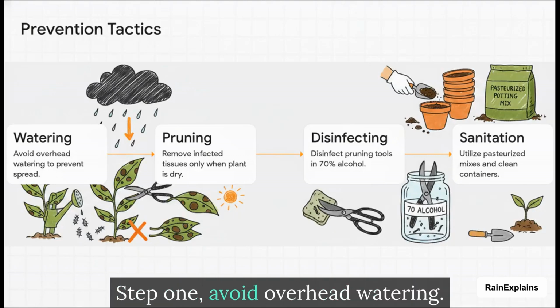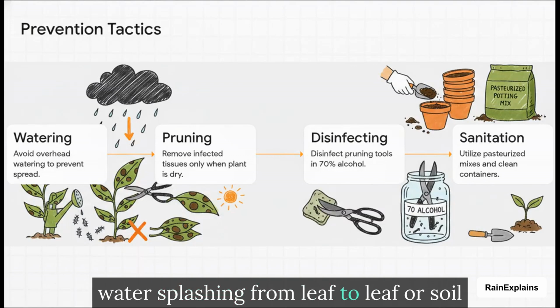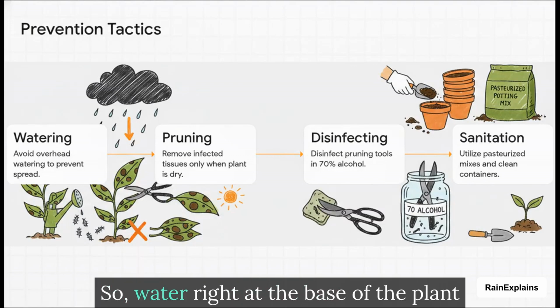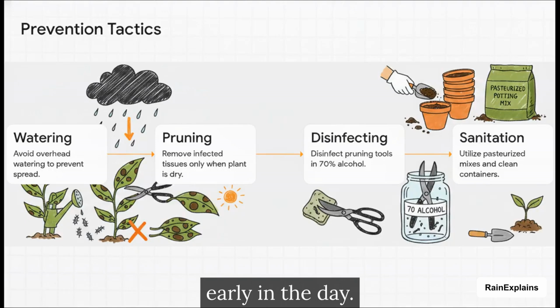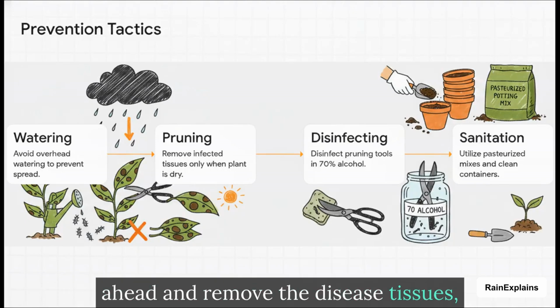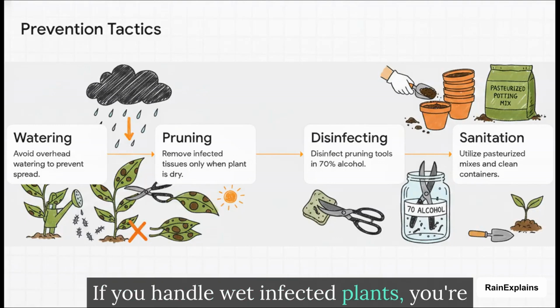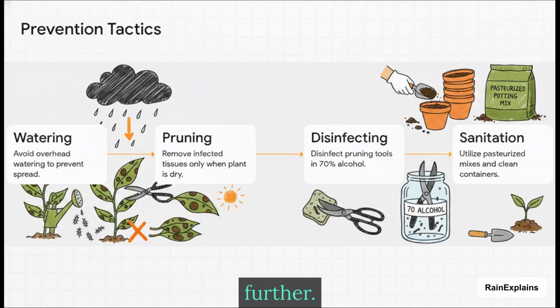Step 1. Avoid overhead watering. Bacteria are spread primarily by water splashing from leaf to leaf or soil to leaf, so water right at the base of the plant early in the day. Step 2. If you do spot an infection, go ahead and remove the diseased tissues, but only when the plant is completely dry. If you handle wet, infected plants, you're just going to spread the bacteria even further.